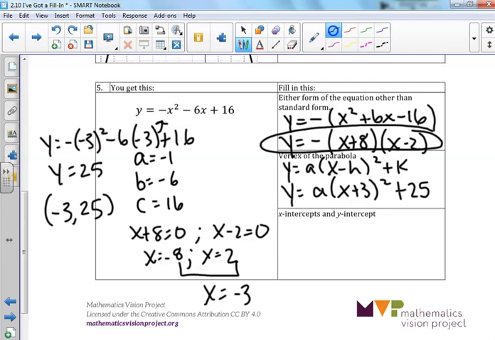Trying to figure out our vertical stretch, we can look at the graph, or we can just look at our a value.